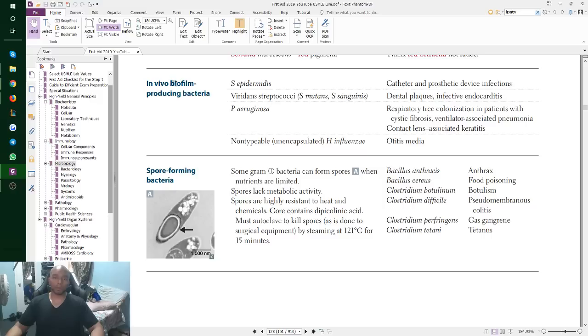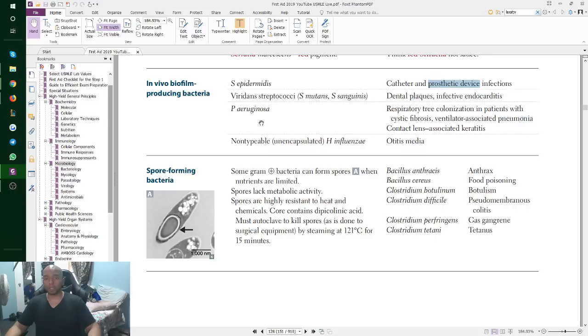Now, most questions about a biofilm have usually, in my experience, been S. epidermidis and viridans, right? You have to remember, as I told you earlier, every single bug should bring a story up in your mind. You should be able to think of a patient who would get S. epidermidis infection, and it would probably be someone with a prosthetic device, like a prosthetic heart valve, okay? They tell you here catheter and prosthetic device infections. Viridans would be someone who just got a dental procedure done, right? So they're going to present with infective endocarditis after getting their dental procedure. S. mutans or S. sanguinis.